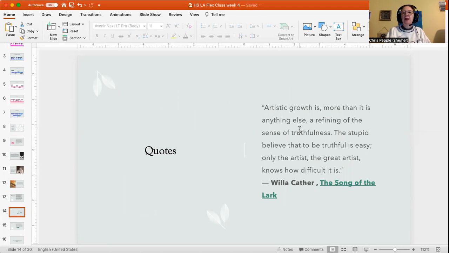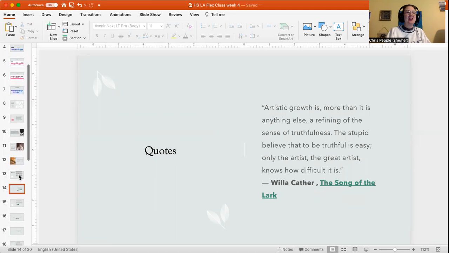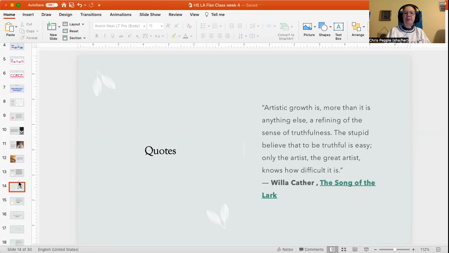"Artistic growth is, more than it is anything else, a refining of the sense of truthfulness. The stupid believe that to be truthful is easy. Only the artist, the great artist, knows how difficult it is." Now, thing about realism, truthfulness about everyday life. She's saying it's really hard to do that because we want to go back to our romantic, idealized styles. And these realist authors are saying, no, you've really got to work to be truthful.